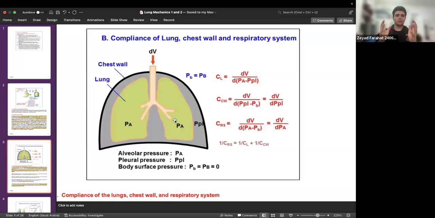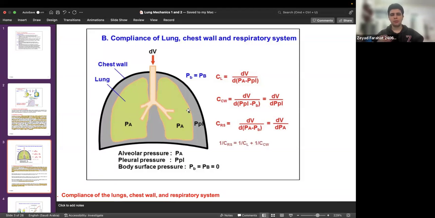The lung is not just the lungs. You took anatomy. There is pleura around it, the pleura and then the chest wall. So we have alveolar pressure, which is inside of the lungs. We have pleural pressure, which is right outside of the lungs, between the lungs and the chest wall. And we have the overall pressure, which we'll talk about now, which is the respiratory system's pressure.